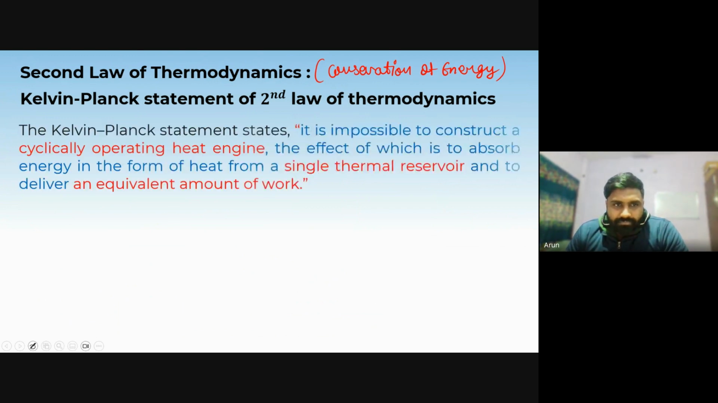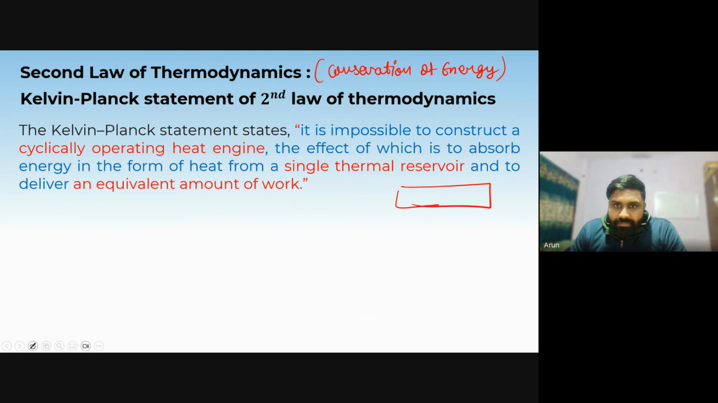Okay. Now the Kelvin-Planck statement states, and it is very important to note here, that it is impossible to construct a cyclically operating heat engine, the effect of which is to absorb energy in the form of heat from a single thermal reservoir and to deliver an equivalent amount of work. That is, it is impossible to convert all the heat that we receive into work. So that engine is not possible.